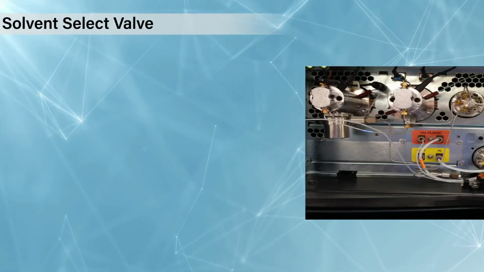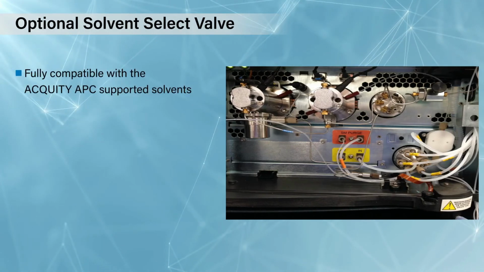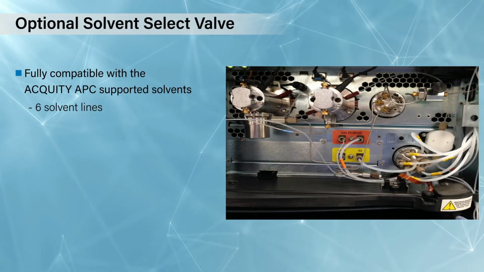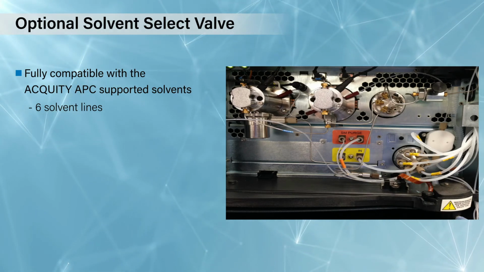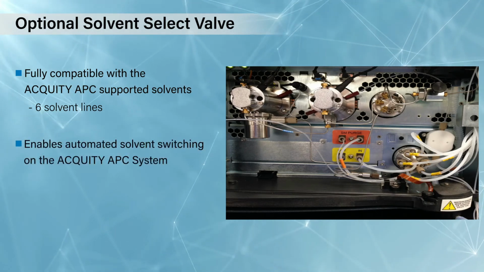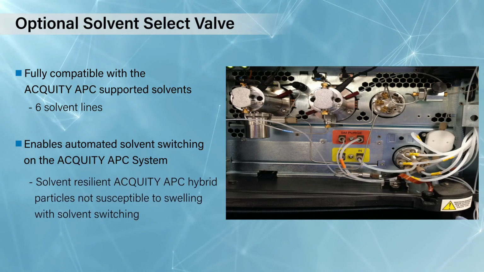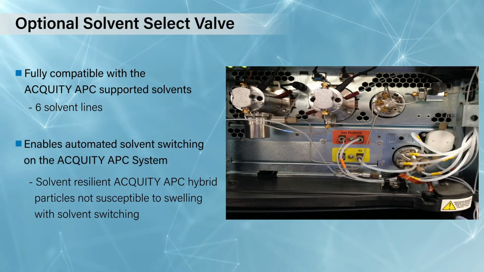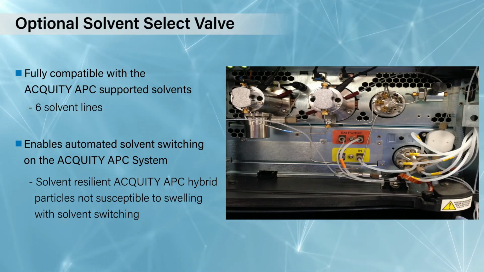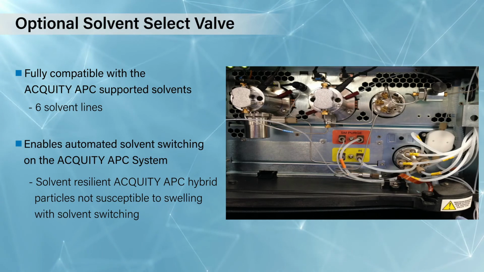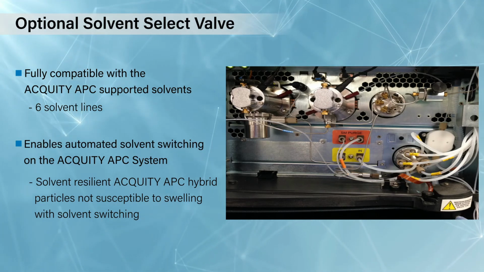As we have this huge bank of solvents that you can use to really take advantage of it, we have this optional solvent select valve, and this enables you to very quickly switch between multiple different solvents. So we have up to 6 solvent lines available in the system, which allows you to screen multiple solvents, or allows you to change your column bank into different solvents, so you can use the same column bank to do multiple different polymer analysis in multiple different solvents. So it's a very powerful tool.